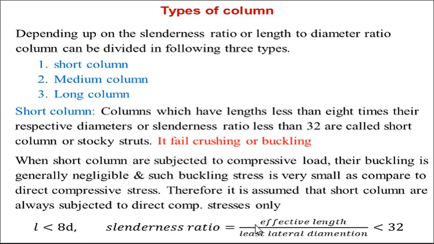So these are the criteria given so that we can define our short columns. The length is less than 8d, where length is the length of the column and d is the diameter. And also the slenderness ratio criterion: the effective length to least lateral dimension is less than 32. If it is less than 32, then that particular column we can call a short column.